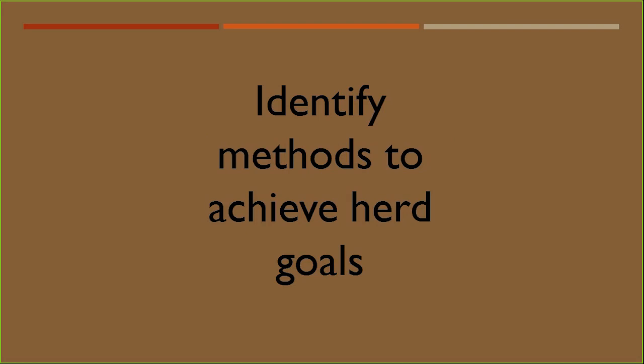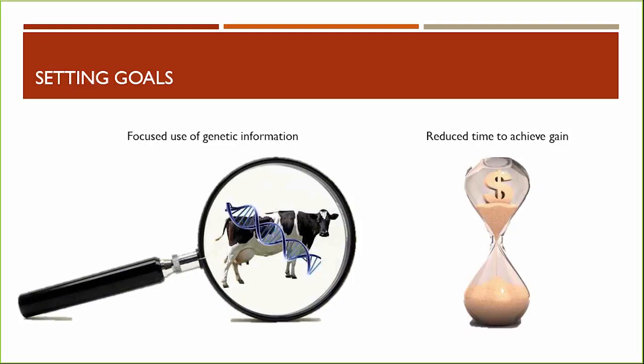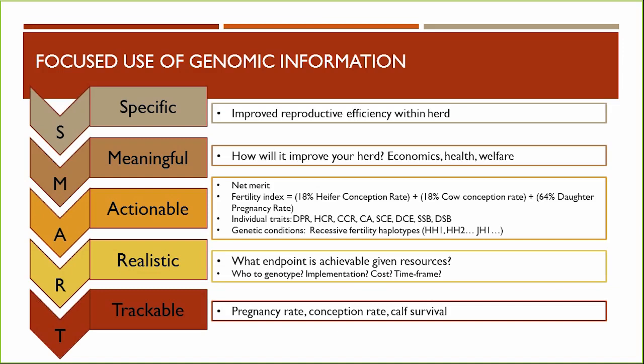If we want to start with specific, our goal is specific. We want to improve reproductive efficiency within the overall herd. Is it meaningful? Of course it is. You're going to reduce your costs related to reproductive problems. You'll improve both the health and the welfare of your animals. What is the action? How are you going to tackle this? We're talking about genetic evaluations. So in this case, if I wanted to improve reproductive efficiency, I might start with net merit or TPI or JPI. Start with one of those overall indexes.